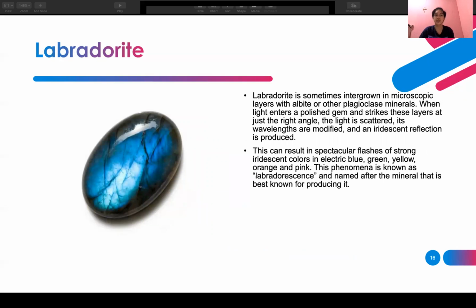Third is the labradorite, which is sometimes intergrown in microscopic layers with albite or other plagioclase minerals. When light enters a polished gem and strikes these layers at just the right angle, the light is scattered. Its wavelengths are modified, and iridescent reflection is produced. This can result in spectacular flashes of strong iridescent color in electric blue, green, yellow, orange, and pink. This phenomenon is known as labradorescence and named after the mineral that is best known for producing it.